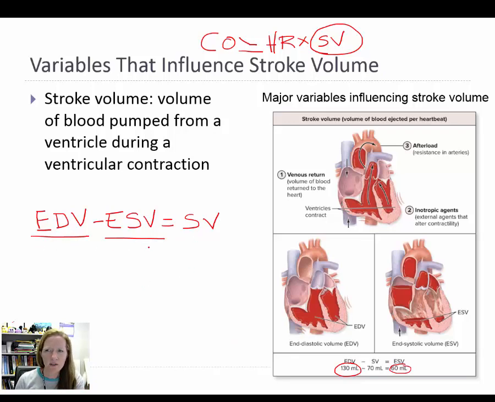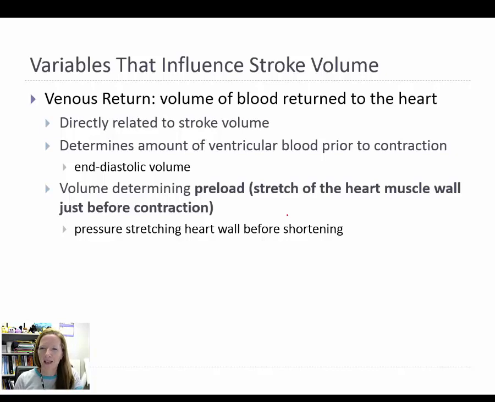So now let's take a look at the variables that influence all of these: venous return, something new called inotropic agents, and afterload, that's new as well. We're going to first take a look at venous return. It's exactly what it sounds like. This is the volume of blood returning to the heart from the venous network. So it's really how much blood is coming to the right atrium from the superior and inferior vena cava.